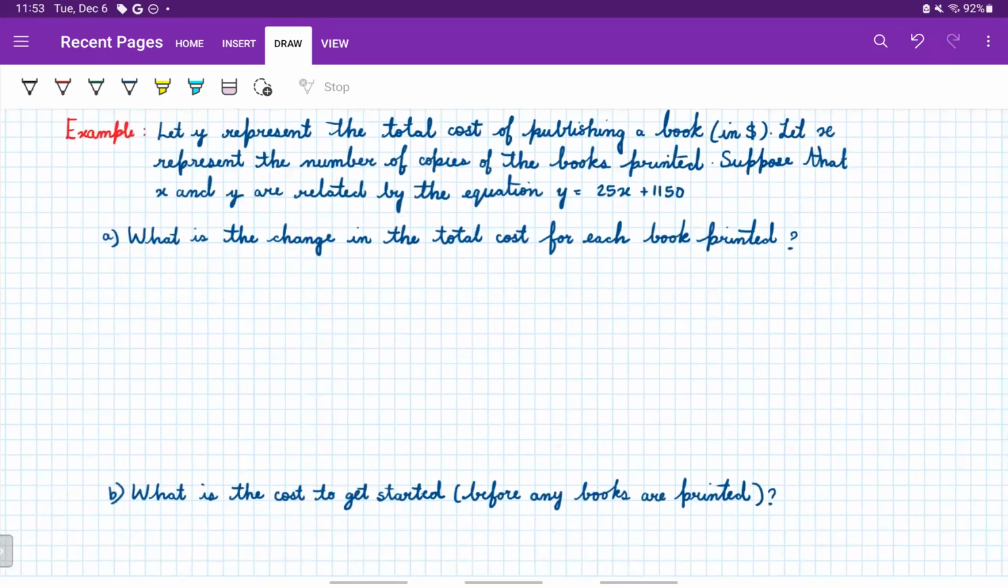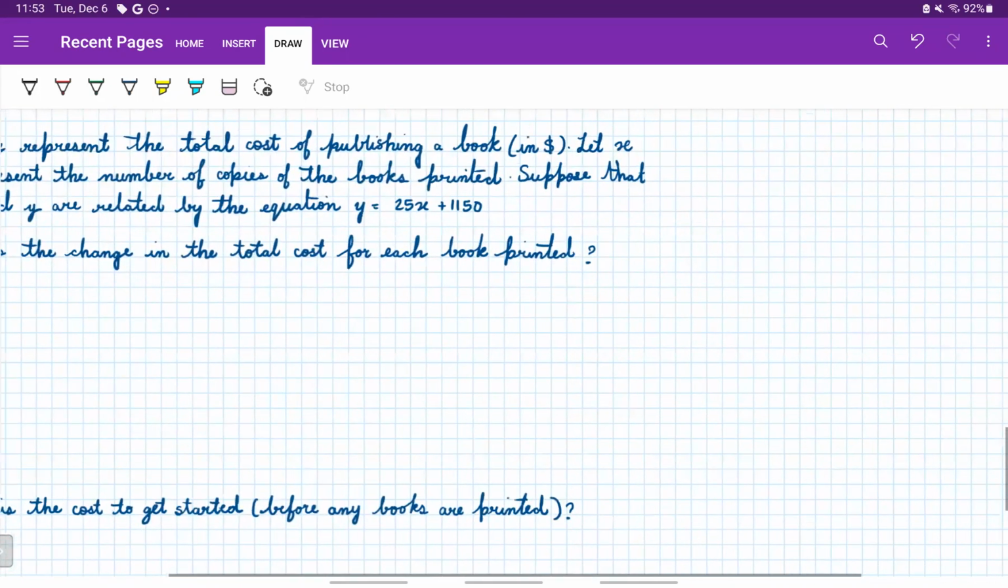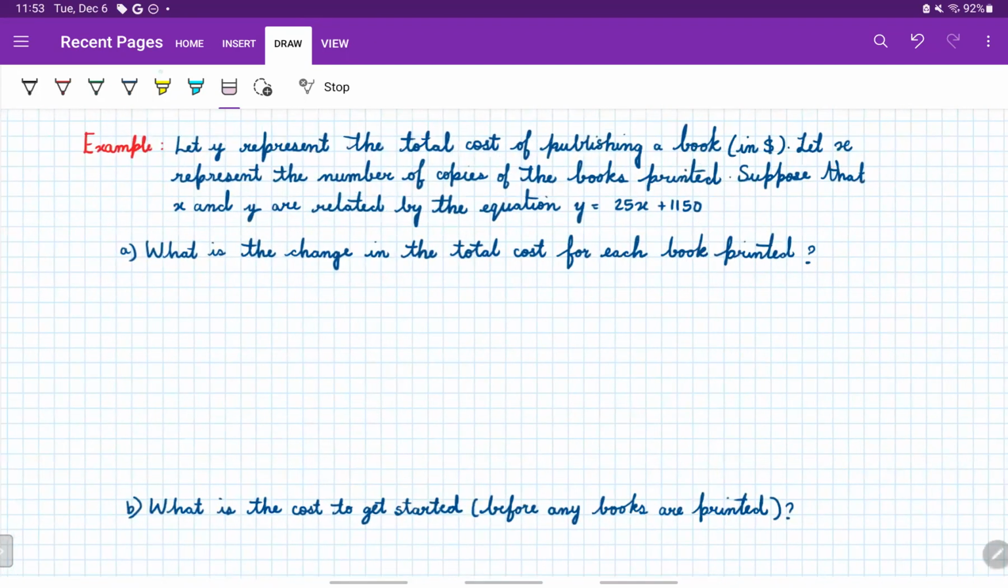So here we have, let Y represent the total cost of publishing a book in dollars. So Y is the total cost. Oh, we already have the equation here. So let me complete reading the question. And we have, let X represent the number of copies of the books that are being printed. Suppose that X and Y are related by this equation. What is the change in the total cost for each book printed?